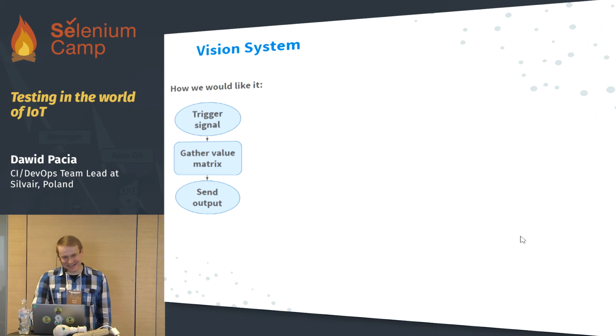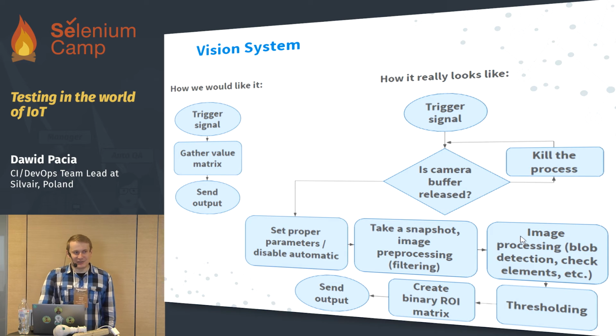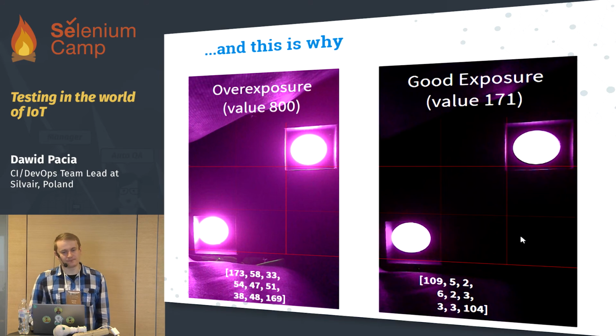Okay, so this is how I was expecting it to look. Just trigger signal, gather value, and then you can continue your test flow. In reality, it looks like this. To not get into details, it could be a separate presentation about vision processing or using vision systems in testing. But there is a lot of image processing, then creating some areas to get some parameters, and after that you can send the output to the test flow. And just one example, here is just a single value changed, and the values are totally different because of only one value change. And there are many, many more, usually like 7 or 8.